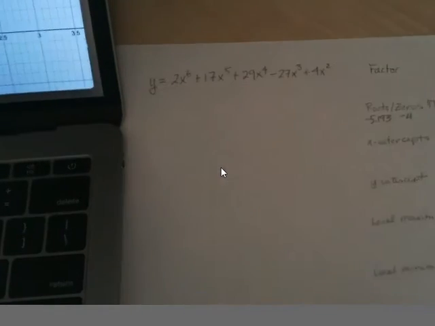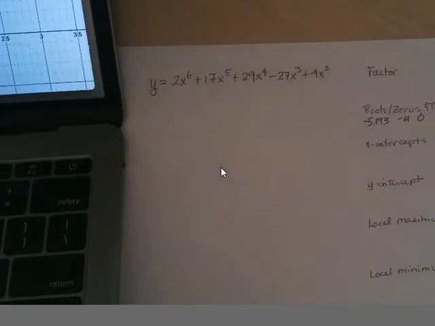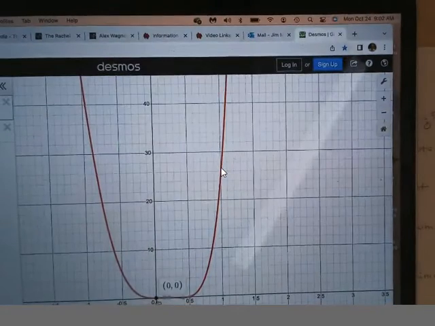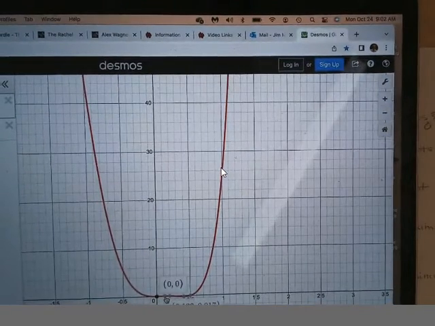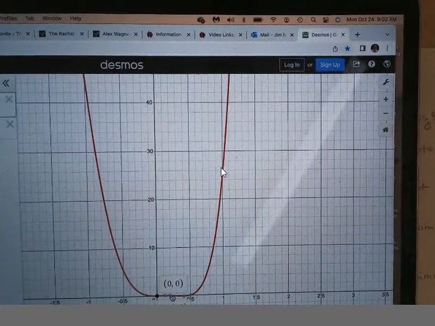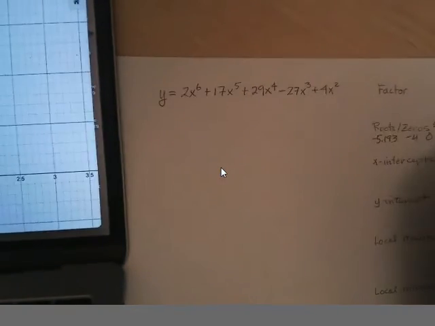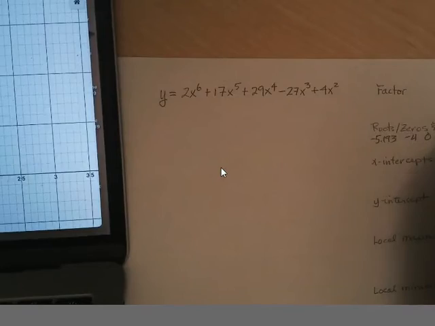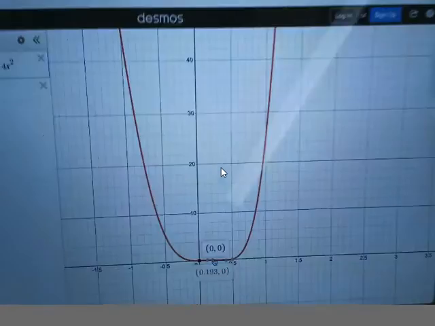A little hard to get all this organized on the desk, under the document camera. That one's not a 0. That's up above the y-axis. That's 0.193.